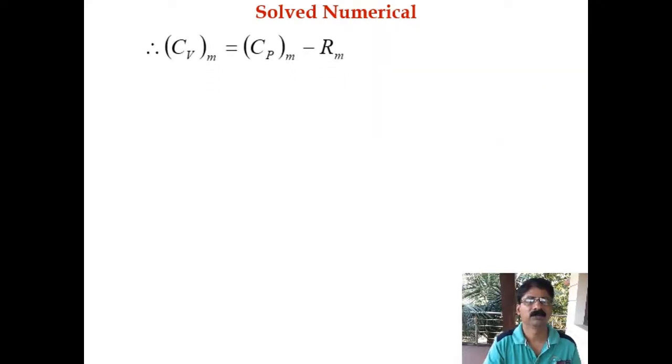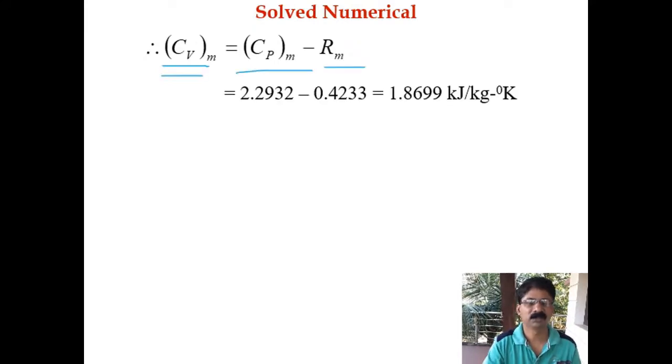Otherwise, you can use the formula Cv is equal to Cp minus R. So Cv for the mixture is equal to Cp for the mixture minus R for the mixture. So you'll get 1.8699 kilojoules per kg degree Kelvin. A direct formula can also be used, like the previous formula for Cp, for the mixture Cv as well.